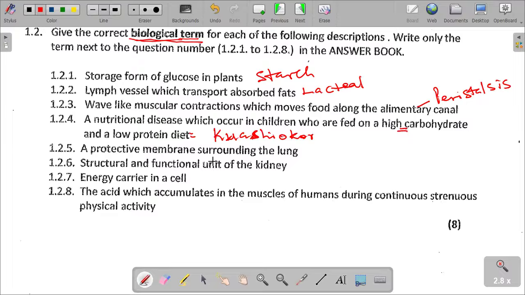A protective membrane surrounding the lungs. What is it called? It's called the pleura. A structural and functional unit of the kidney. I'm sure we have talked about this in our various lessons. It is called the nephron. And then energy carrier in cells, it is called ATP.